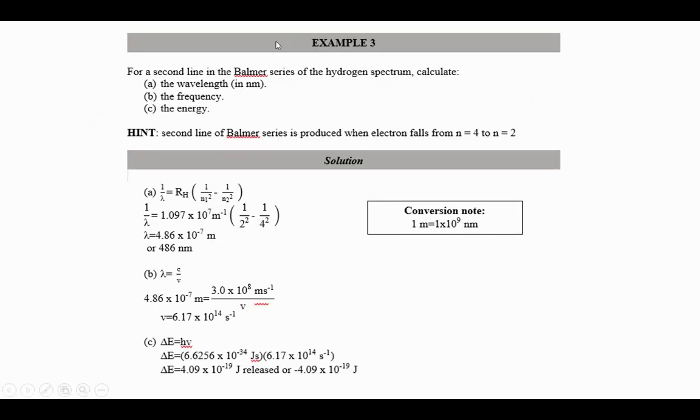Okay, now let's go to example 3. So example 3 is in your module for a second line in the Balmer series of a hydrogen spectrum. So dari sini kita boleh kira macam-macam lah. So kat sini soalan suruh kira wavelength, frequency and the energy. So first we have to identify second line of Balmer series ni merujuk kepada apa. So for Balmer series, we know that all electron fall to n equals to 2. So second line on top of n equals to 2 is n equals to 4. So kat sini kita tahulah the n initial is 4 and the n final tu tempat di mana elektron jatuh lah is 2.